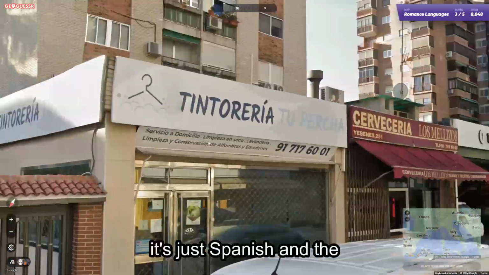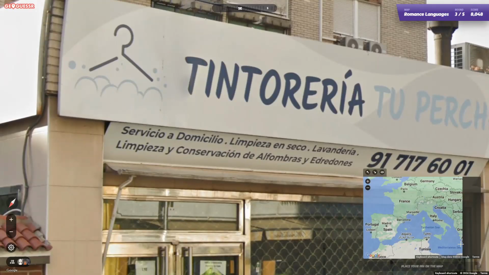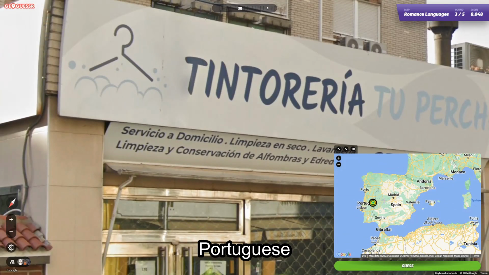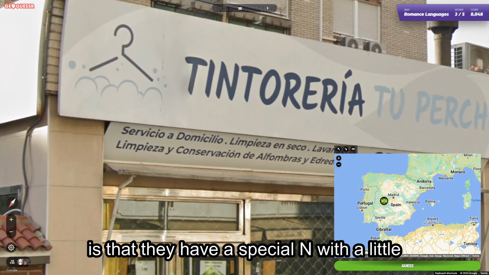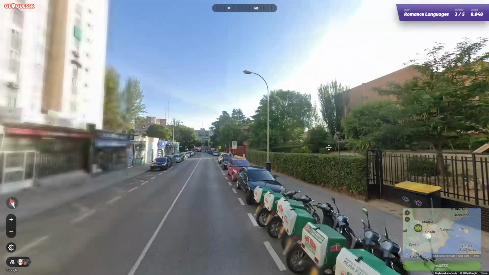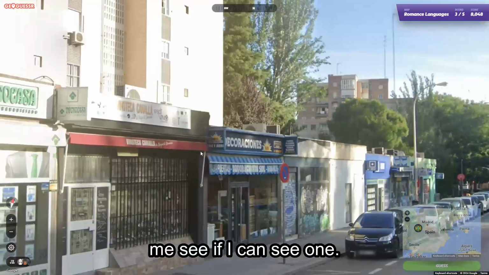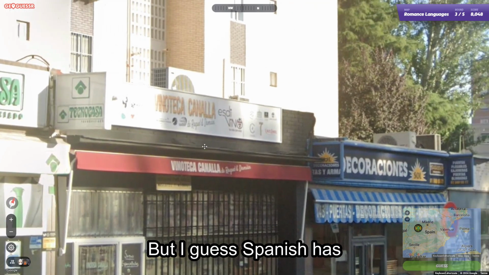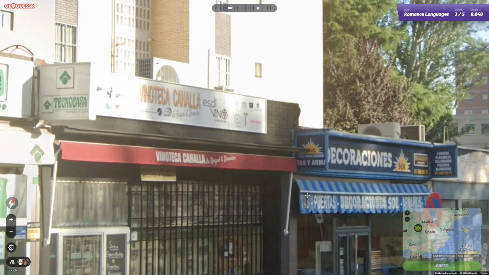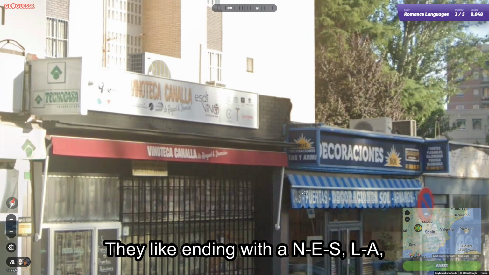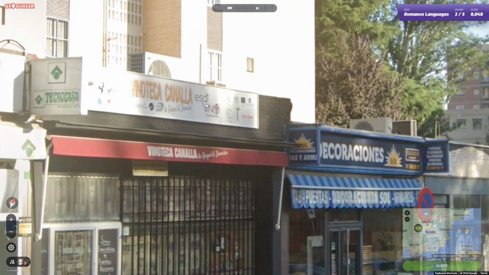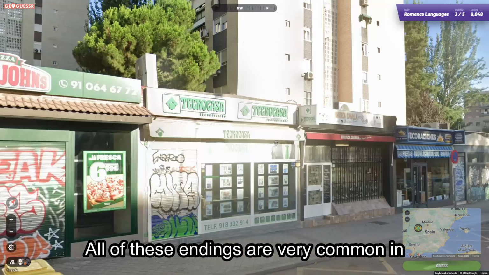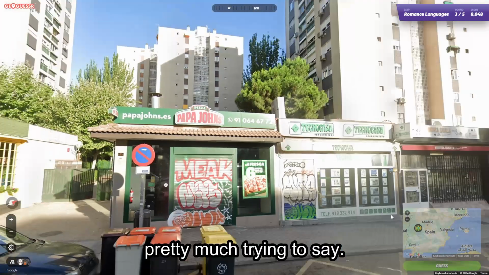But yeah, it's just Spanish, and the thing about Spanish that separates it from Portuguese is that they have a special N with a little line above it. And let me see if I can see one. I don't see one. But I guess Spanish has a lot of C's, a decent bit. They like ending with NES, LA, LLA, LIA. All of these endings are very common in Spanish, is what I'm pretty much trying to say.